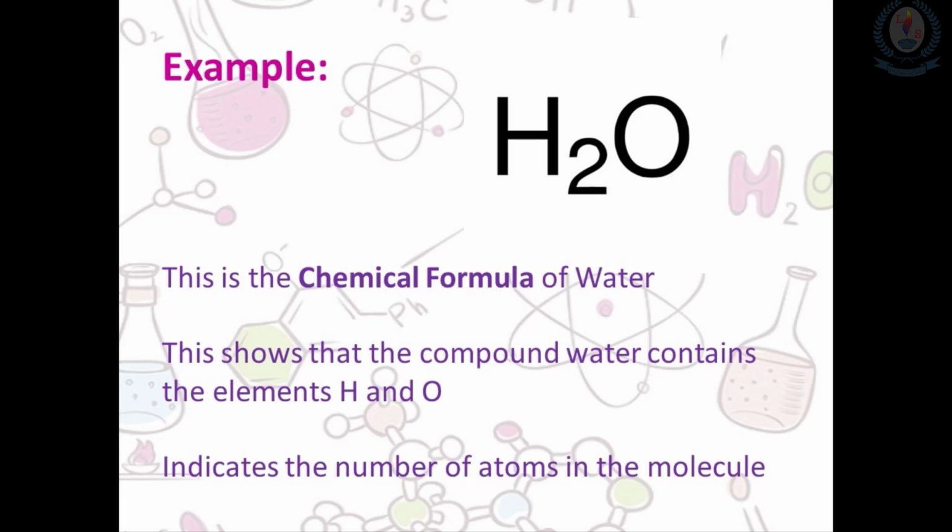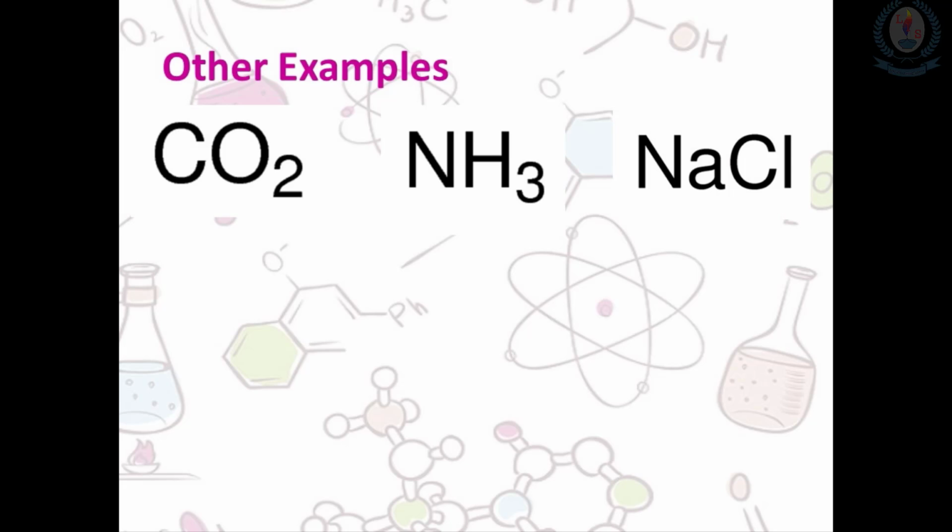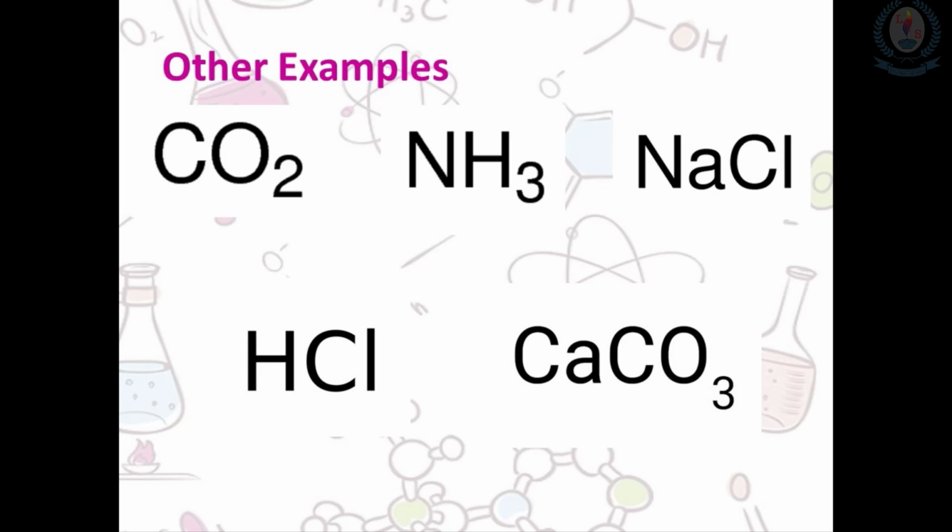It further indicates the number of each element present in a compound. So according to this example, the number of hydrogen atoms in a molecule of water is 2 and the number of oxygen atoms in a molecule of water is 1. Here are some other examples of chemical formulae of different compounds such as CO2 for carbon dioxide, NH3 for ammonia, NaCl for sodium chloride, HCl for hydrochloric acid, CaCO3 for calcium carbonate.